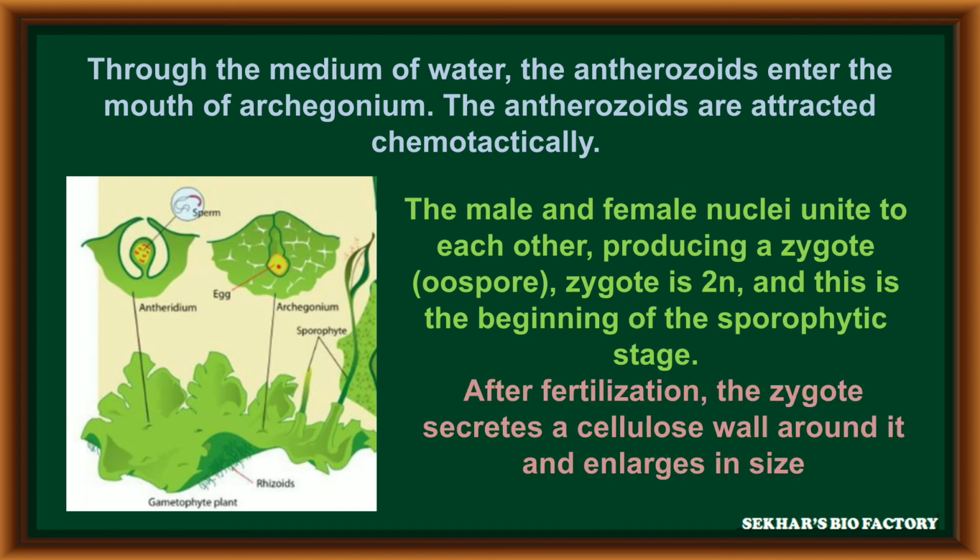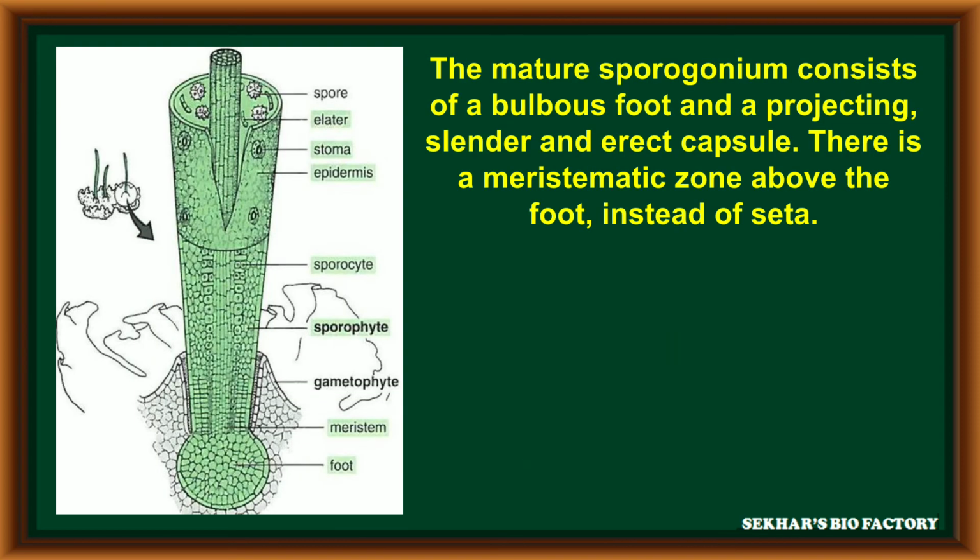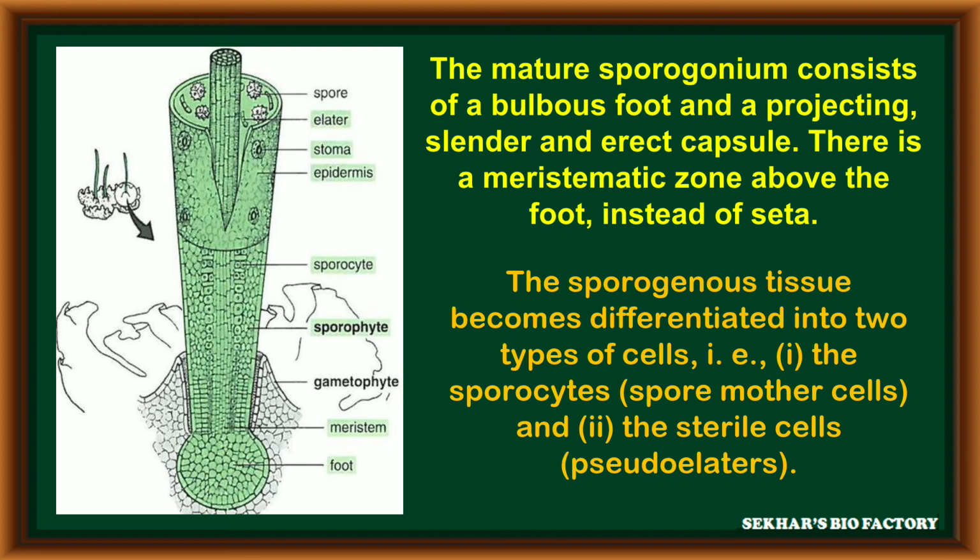After fertilization, the zygote secretes a cellulosic wall around it and enlarges in size. The matured sporangium consists of a bulbous foot and a projecting cylindrical erect capsule. There is a meristematic zone above the foot. Because of these meristematic cells, it grows continuously during the growing season.